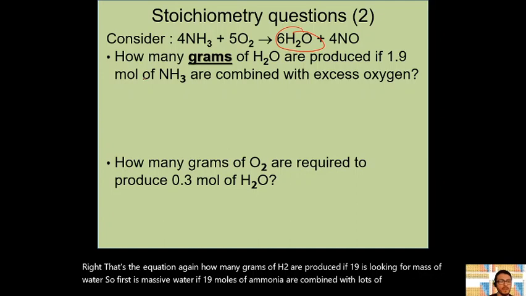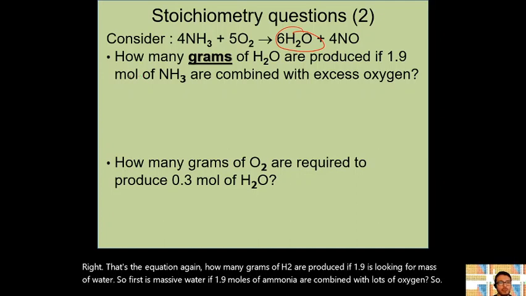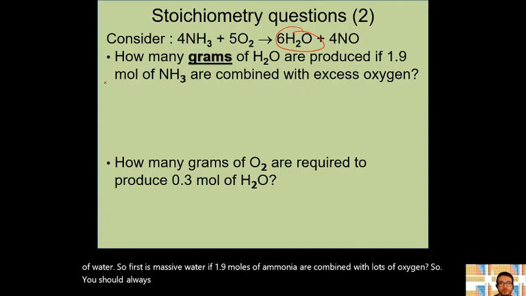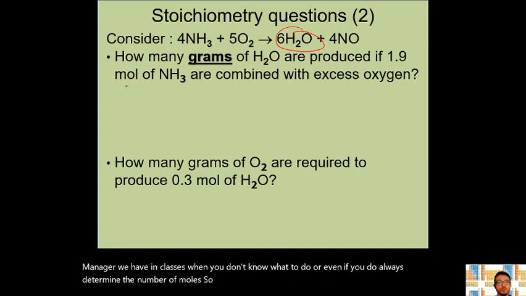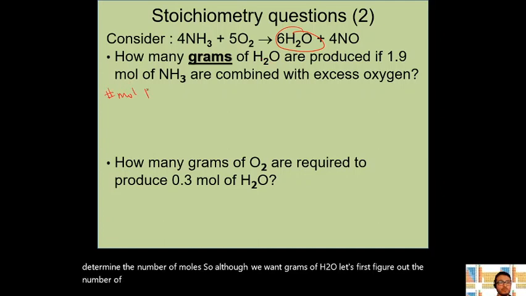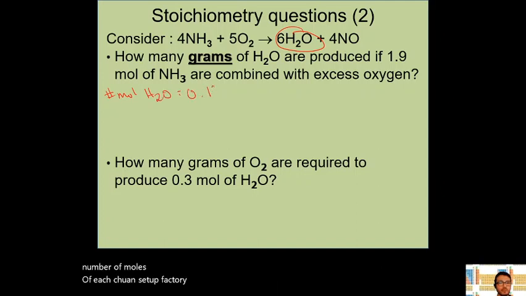Okay, you should always begin by figuring out the number of moles. The mantra we have in class is, when you don't know what to do, or even if you do, always determine the number of moles. So although we want grams of H2O, let's first figure out the number of moles of H2O and set up a factor label method to do that. So 0.1, oh, that's the last question here. How can I erase this?